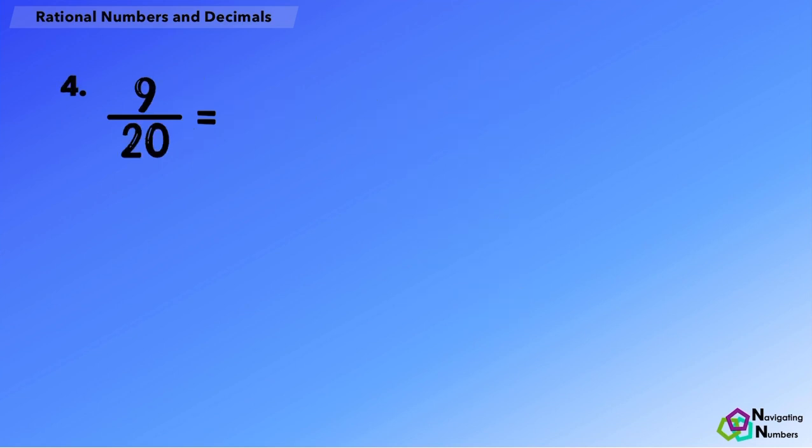Let's look at one more example. We have 9 over 20, or 9 divided by 20. So let's use TIBO, top in, bottom out. We have 9 goes inside and 20 goes outside. Line up your decimals and let's begin.